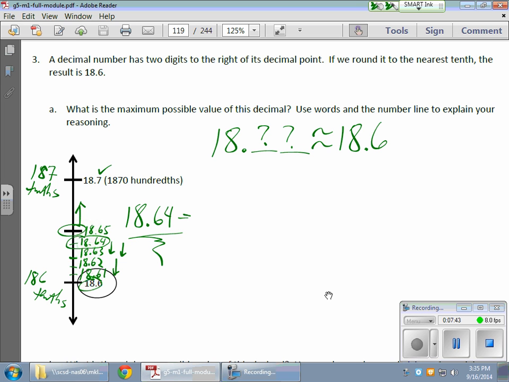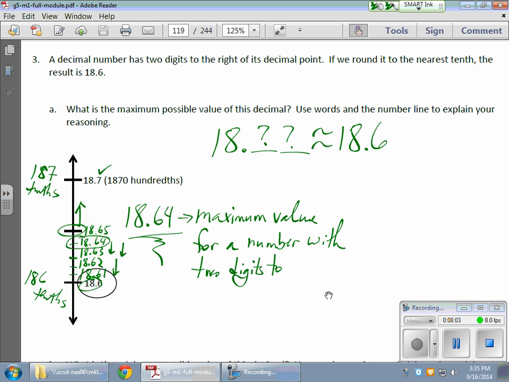So that is the maximum value for a number with 2 digits to the right of the decimal. Okay, so that's the deal, folks.